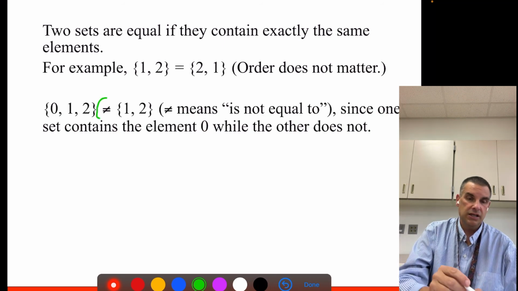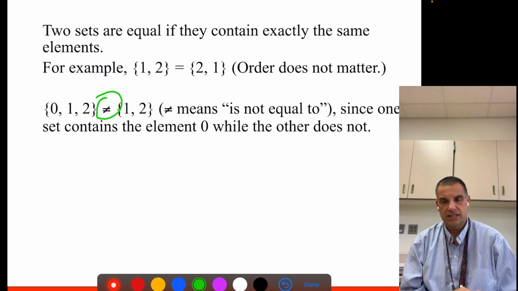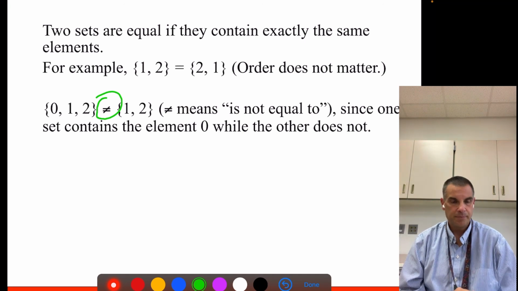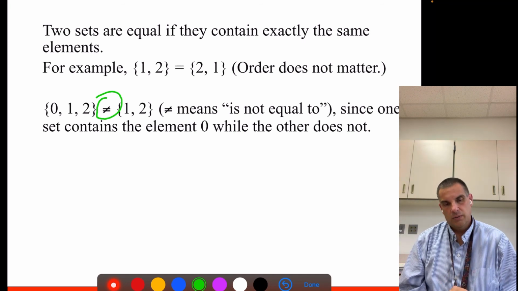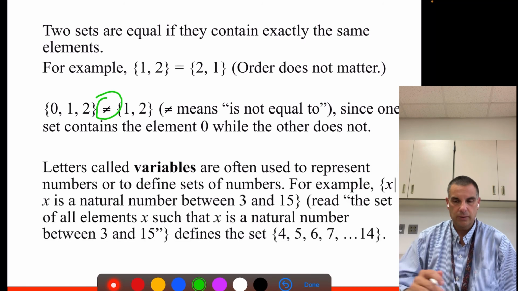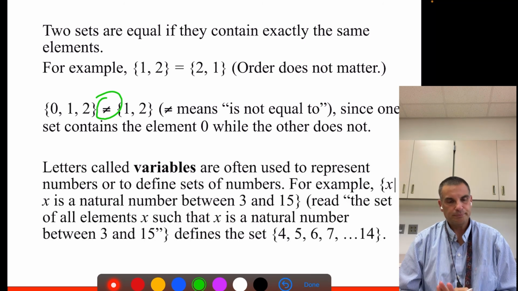If you see an equal sign with a slash through it, that means the sets are not equal to each other. Since you have the set 0, 1, 2, and then the set 1, 2, since 0 isn't in the second set, they don't match each other. So they're not equal to each other.